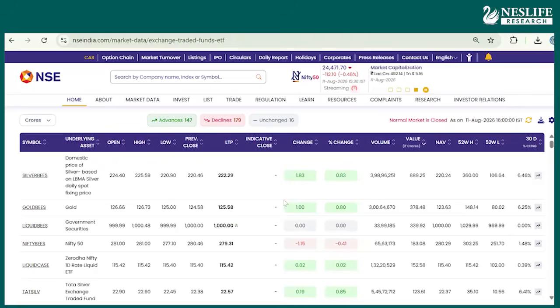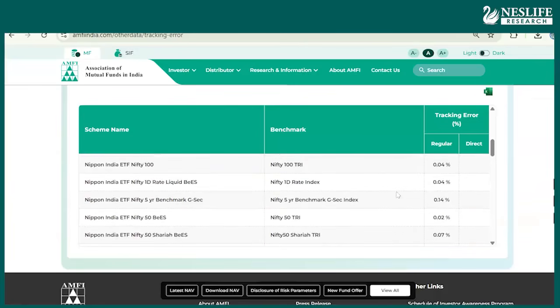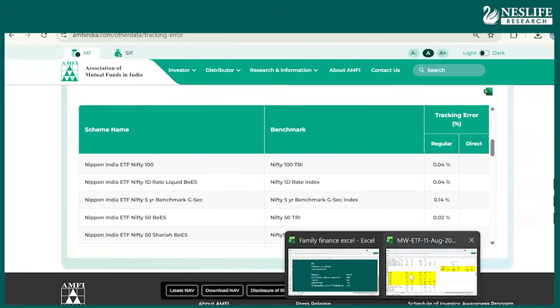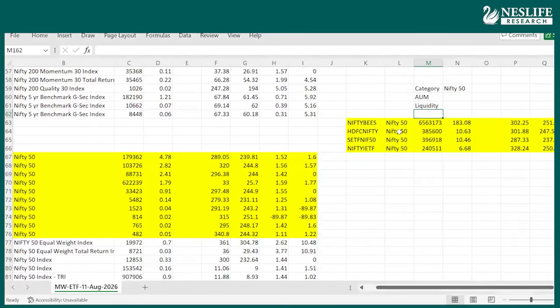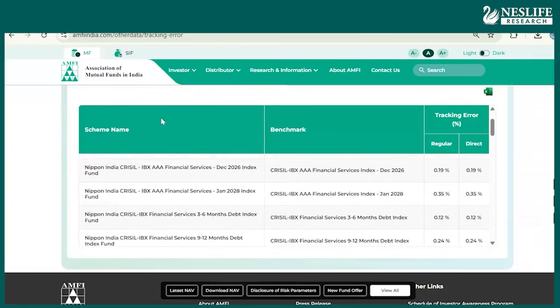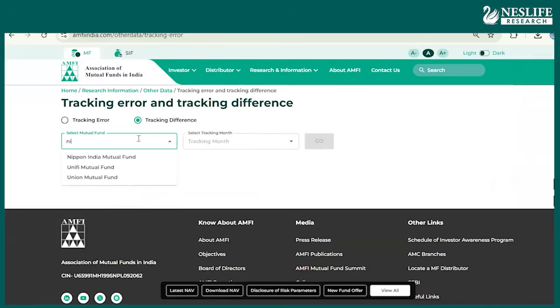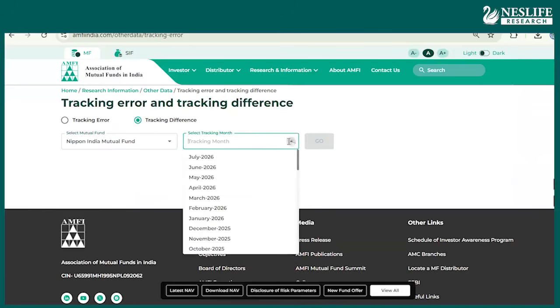I showed where to look for the tracking error, tracking difference. So let's go again and find out. You can find the tracking error, tracking difference of all these three you've shortlisted. How to check? You just go to this MP website. You can check the tracking difference as well. Let's select NIF1 and July month.